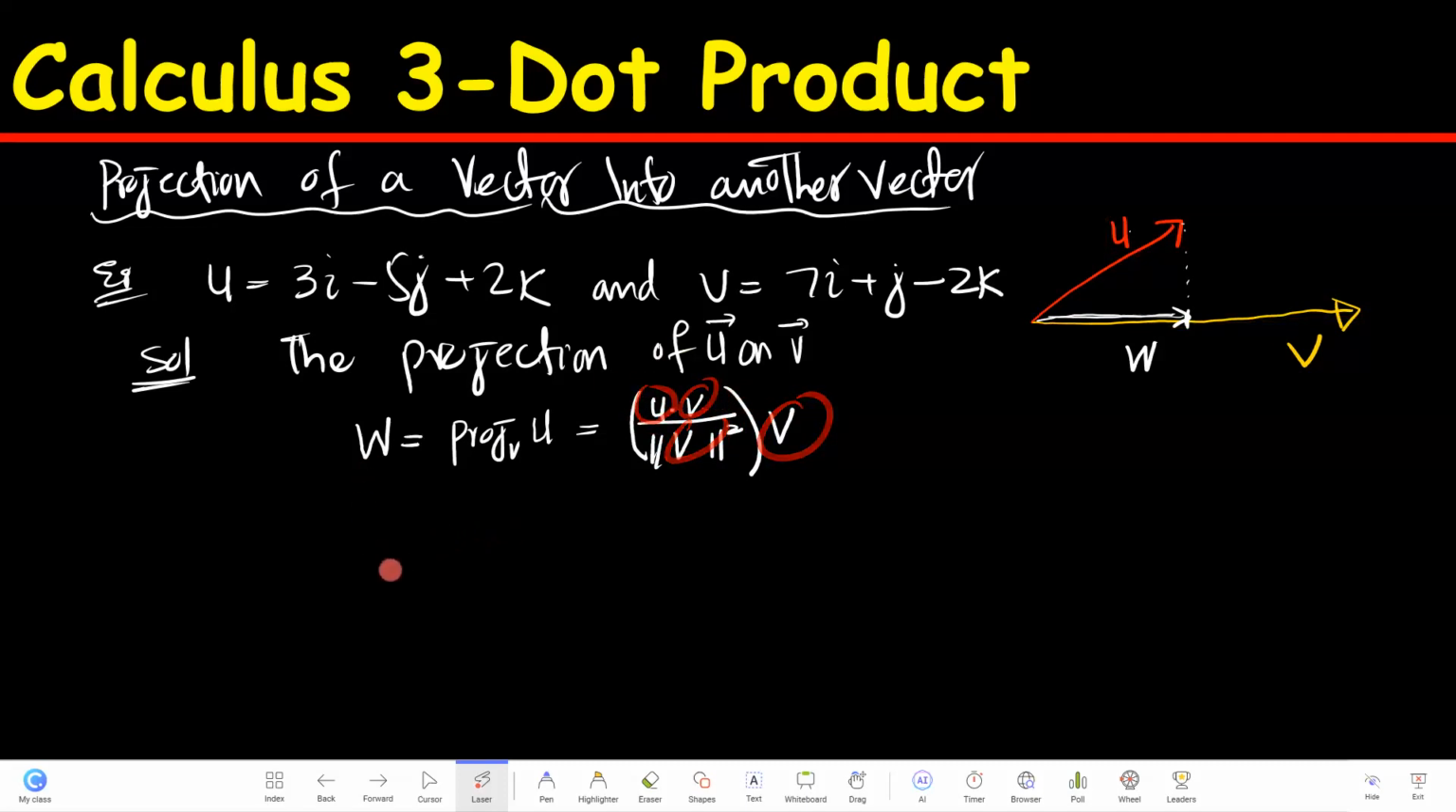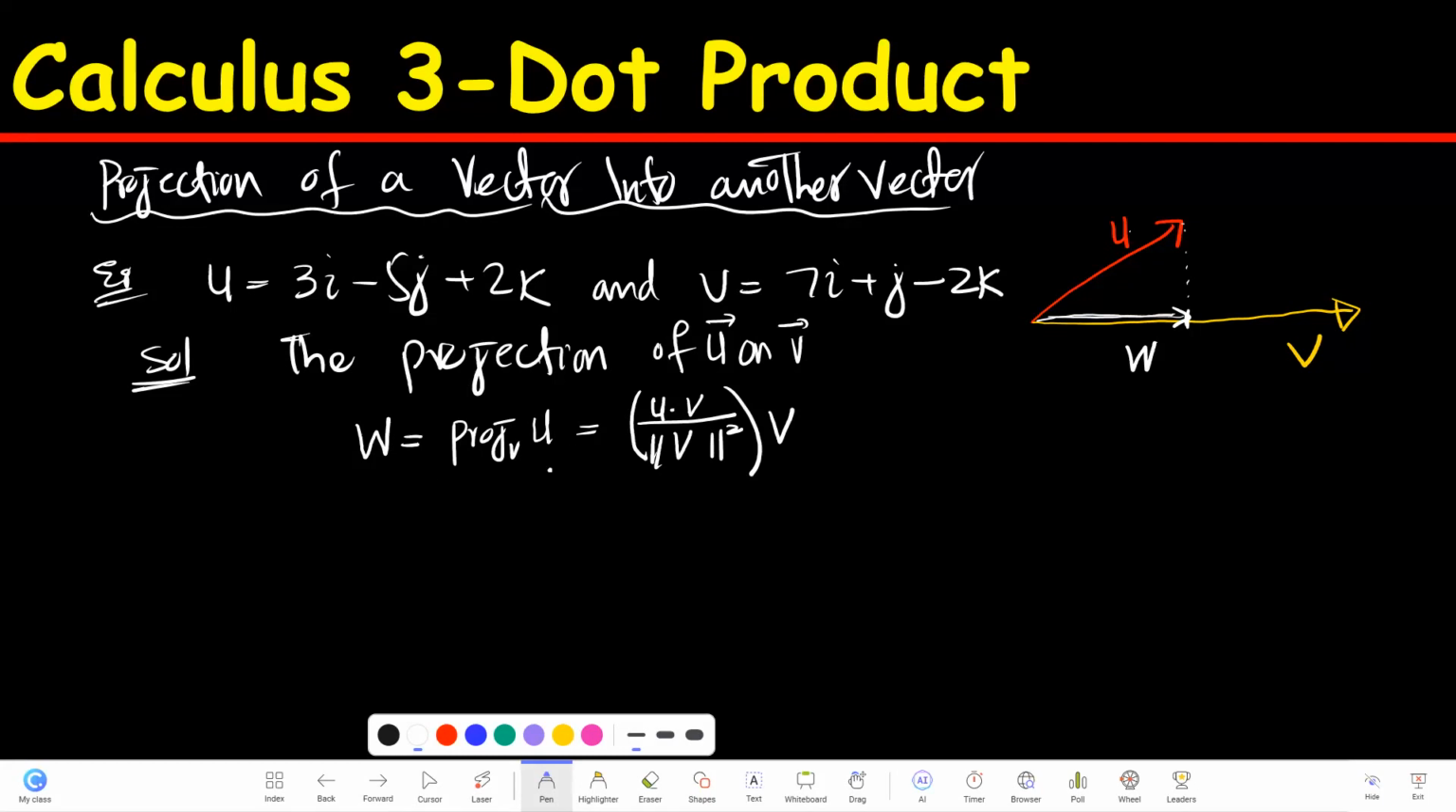It's very critical. If you flip U and V, let's suppose you forgot and you say projection of V on U, you just solve everything and think you are solving the correct projection of U on V, but they are not. So what I'm going to do is write vector V as is, and then the magnitude of V squared.